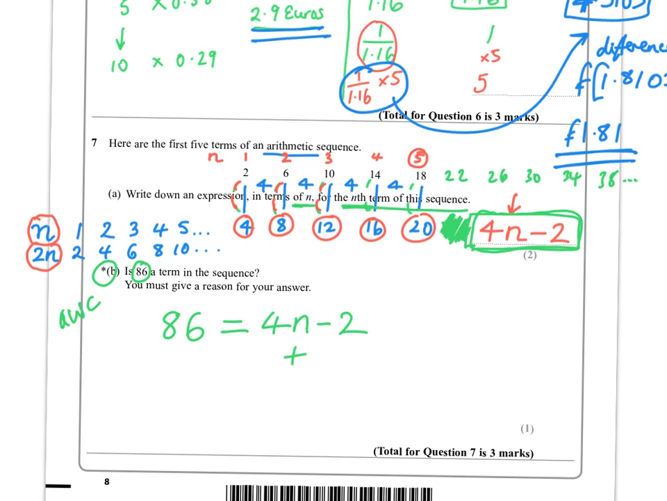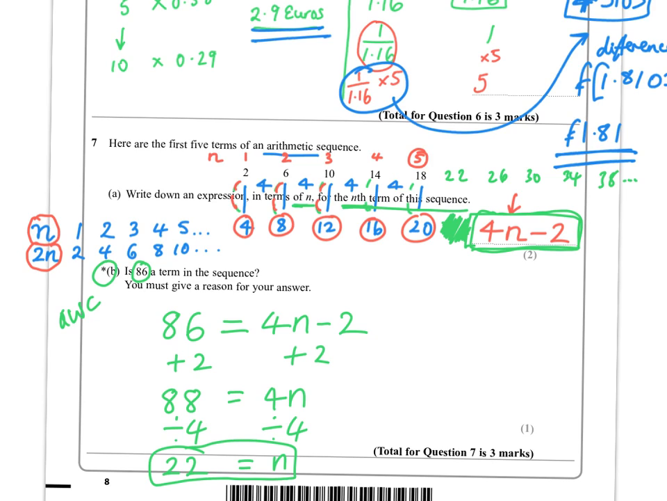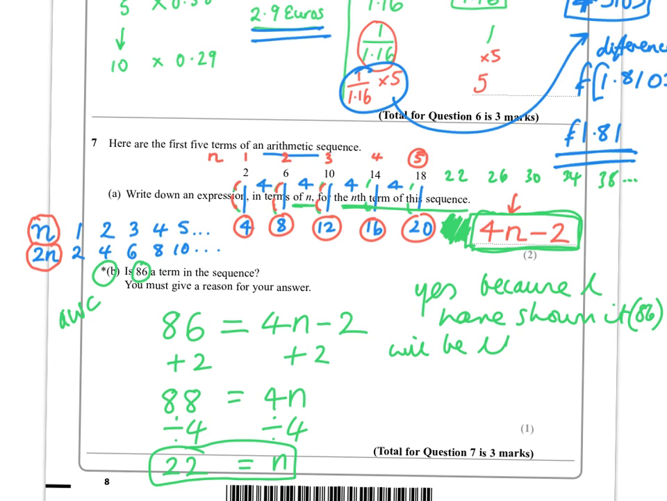Let's add 2 to both sides. And we'd have 88 equals 4n. Divide both sides by 4, and we'd have 22 equals n. So yes, n's a nice whole number, and it would be the 22nd term in the sequence. So I would say yes, because I have shown it being 86 will be the 22nd term.